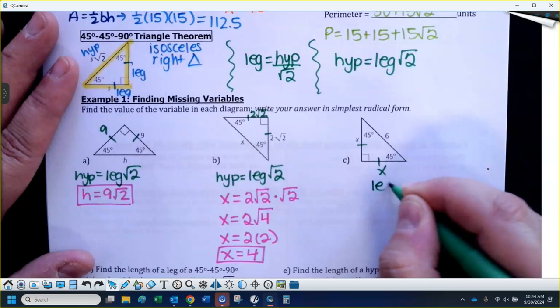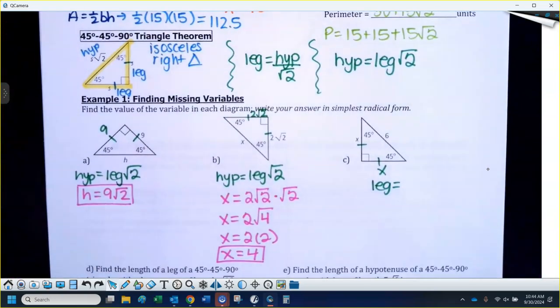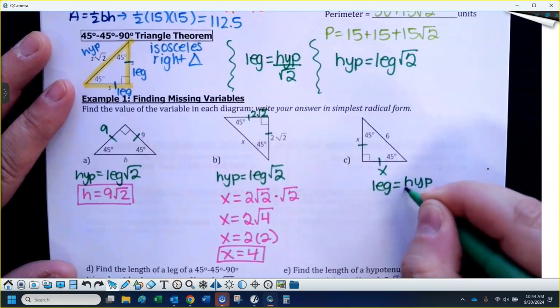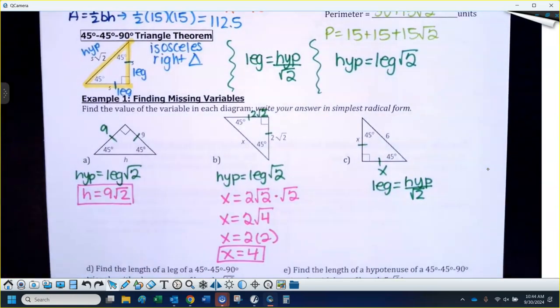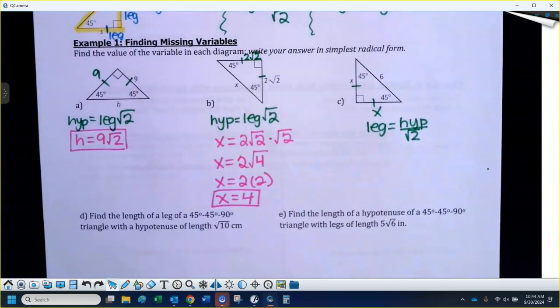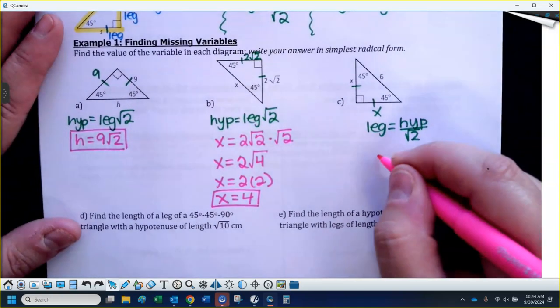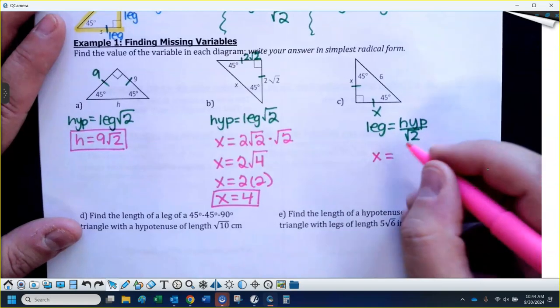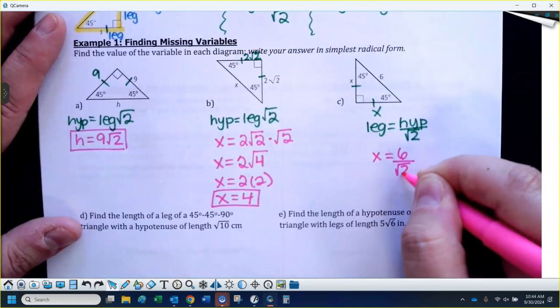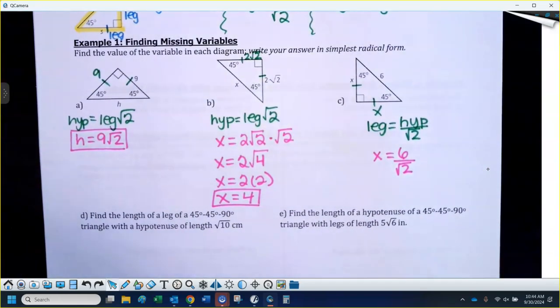In this case, I don't know the leg. The 2 legs are missing. But if you know the hypotenuse, you can get the leg by dividing the hypotenuse by the square root of 2. Now, this is a bit like what we were doing on Friday with the rationalizing. So, I don't know the leg. The leg they call x in the diagram. I do know, however, the hypotenuse, which is 6. So I'm going to divide that by the square root of 2.